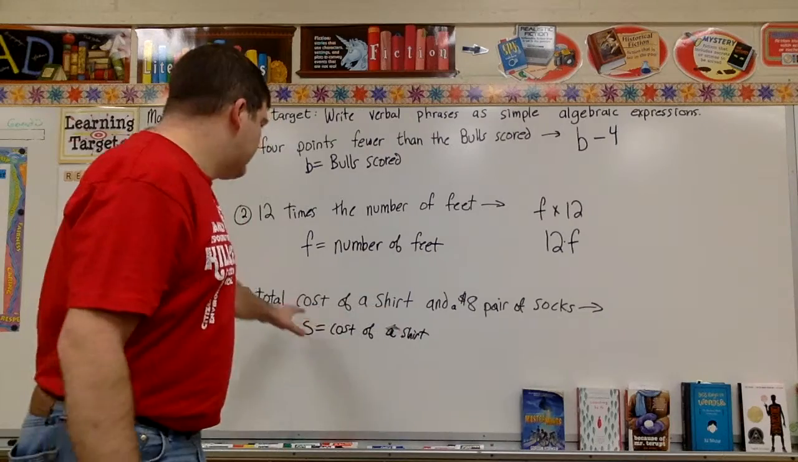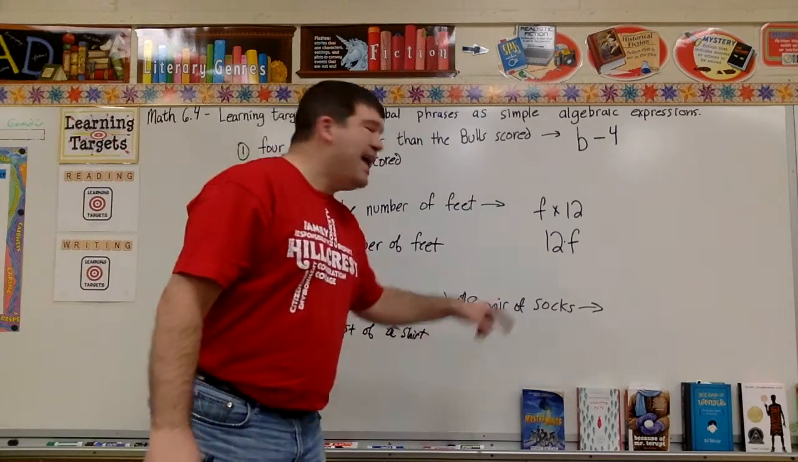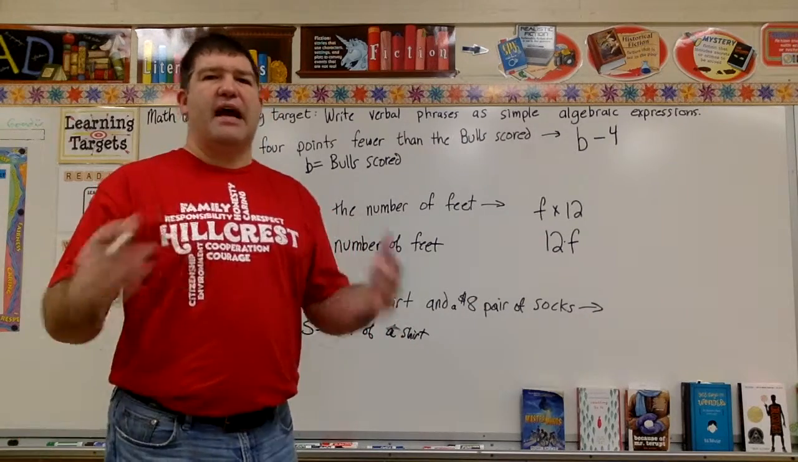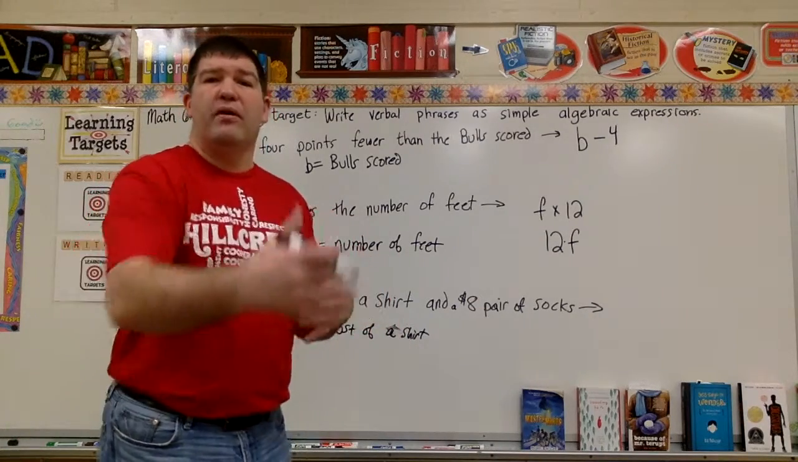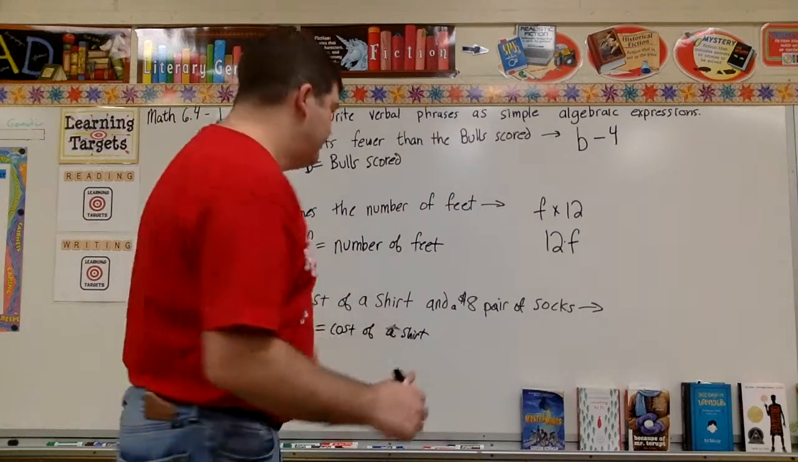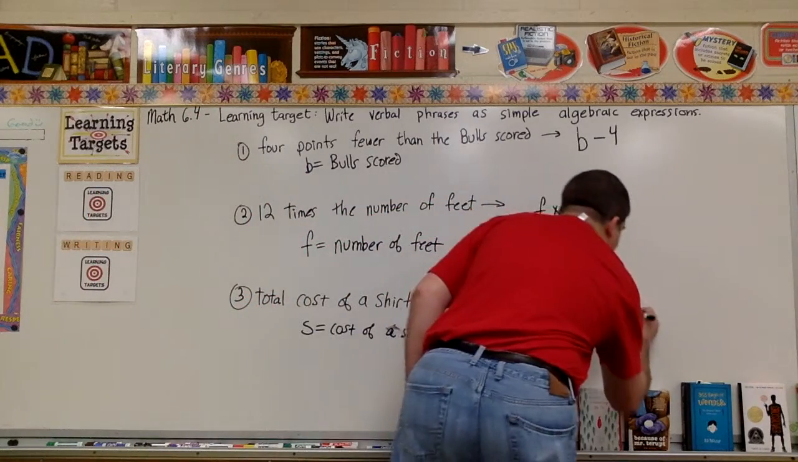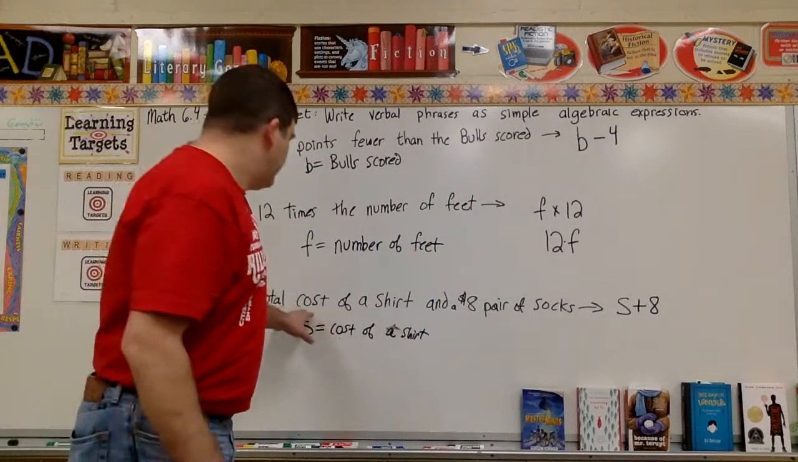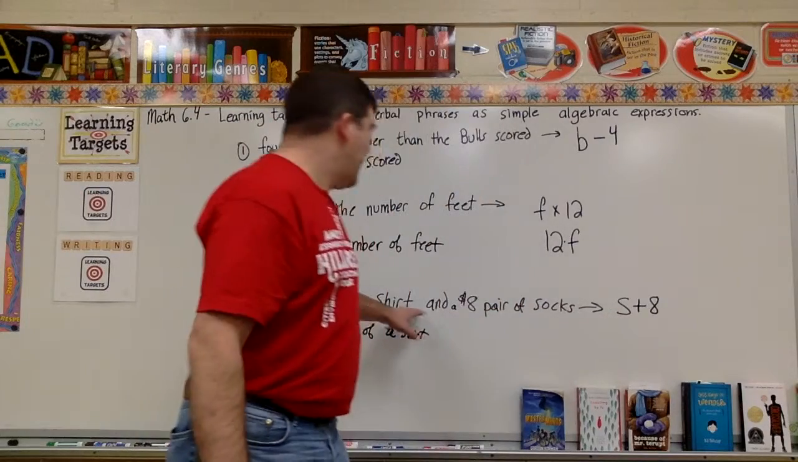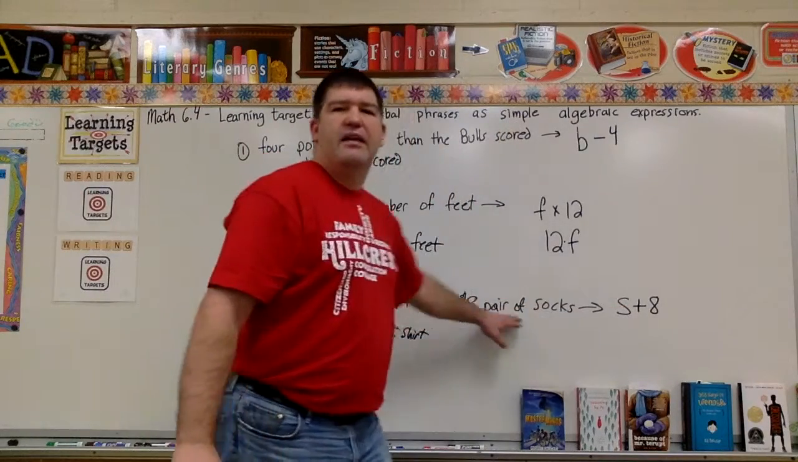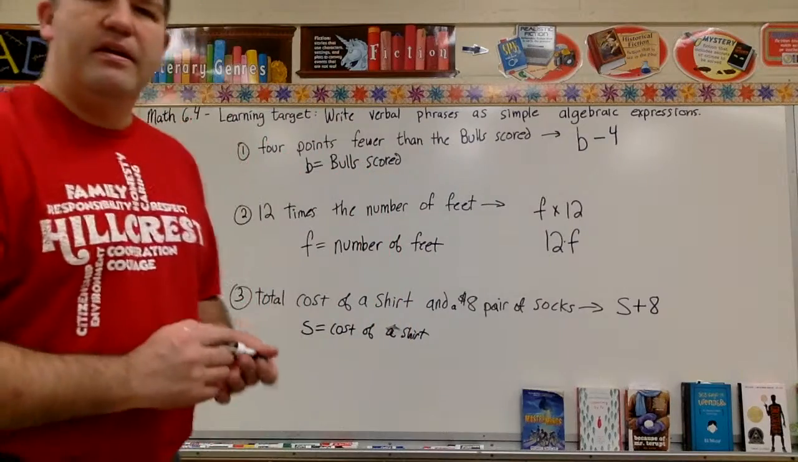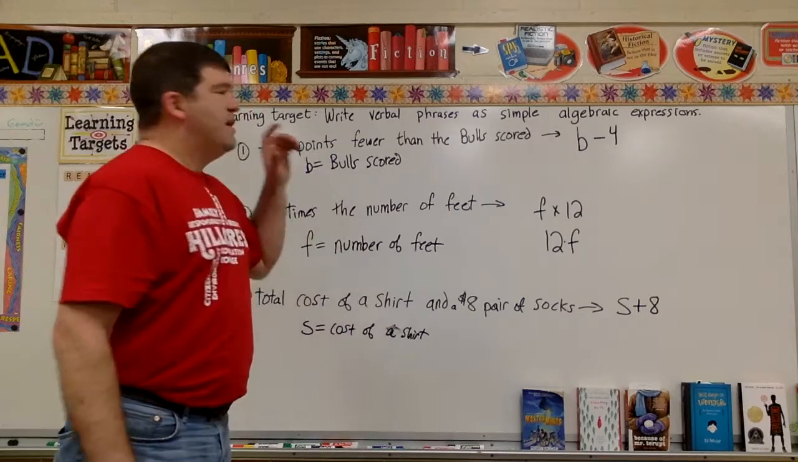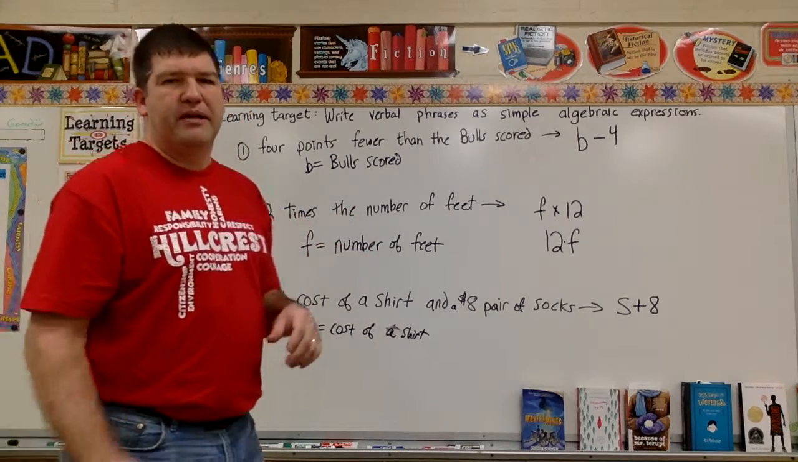And what they're saying is they want the cost of the shirt, S, and a pair of $8 socks. When it's and, it's not times, it's not less than, it's more. This and, so it's plus. So it's going to be S plus 8. The cost of a shirt, which is S, and, which is plus, an $8 pair of socks. Okay? So that's how you take these verbal phrases and write them as a simple algebraic expression.